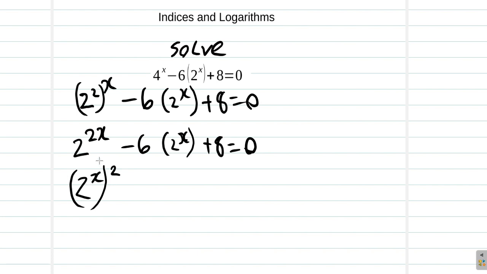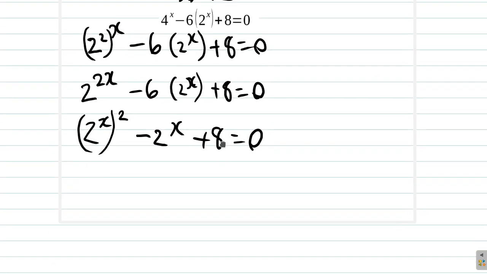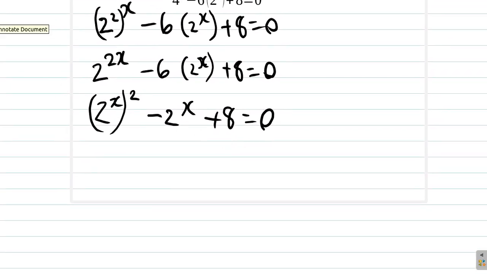Just like how you have 2 to the 2 to the x, which means 2 to the 2x, it means 2 to the x by 2. So it's 2 to the x to the power of 2. So you minus 6 times 2 to the x plus 8 equals 0. Now, you notice that you have a 2 to the x here, and this 2 to the x is squared. So what you can do is let 2 to the x be a single number.